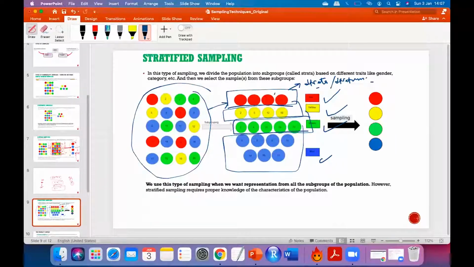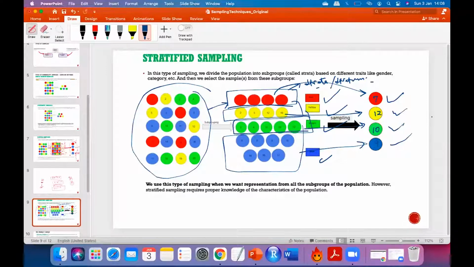And now what I'm doing is randomly selecting one element from each strata. So let's see, if I randomly select one red ball, it can be 1 or 7 or 13 or 15. Let's say it is 7. Now it can be anything. Let's say it is 12. Now I have randomly selected, it is 10 and it is 9. Clear? What is the difference here? If you see, you are ensuring that there is a representation from all the colors.